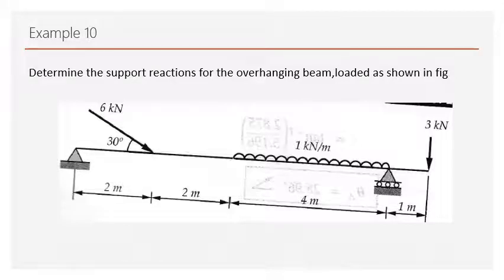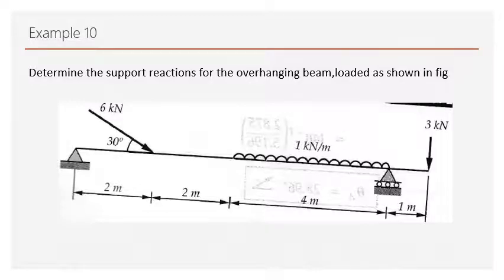Next is another overhanging beam. Determine the support reactions. One point load is acting at the free end of the overhanging portion. At end A, again the left hand support is hinged, the right hand support is the roller. A UDL of 1 kilonewton per meter over a length of 4 meter is acting. A 6 kilonewton inclined point load is acting. We have to find the support reactions.